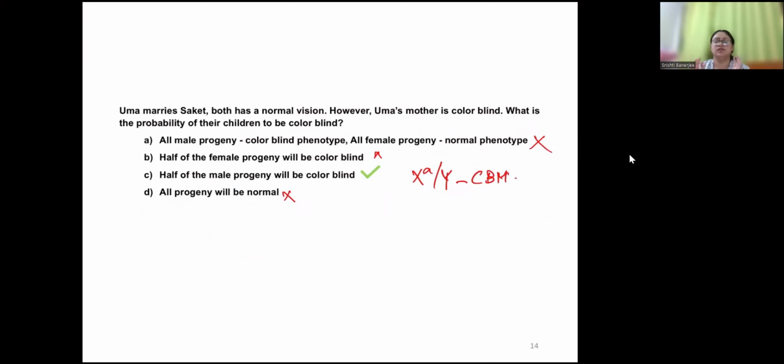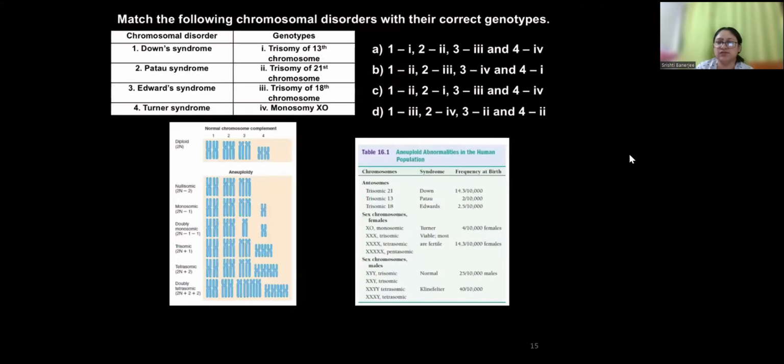Okay. So that's how we solve it. This is solved. Okay. Let's go to the next question. Now, we need to match the following chromosomal disorders with the correct genotypes.